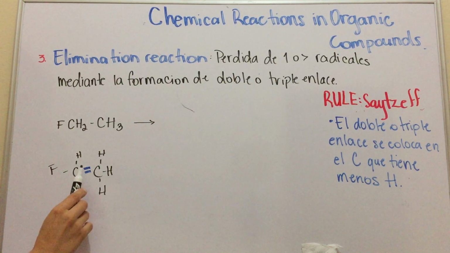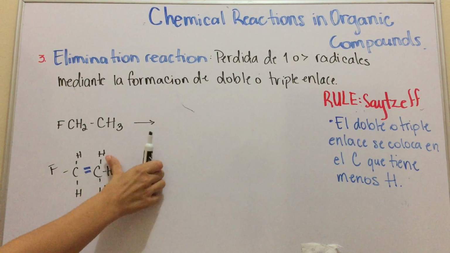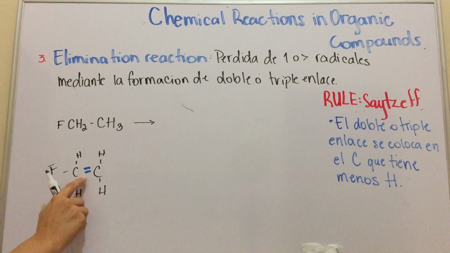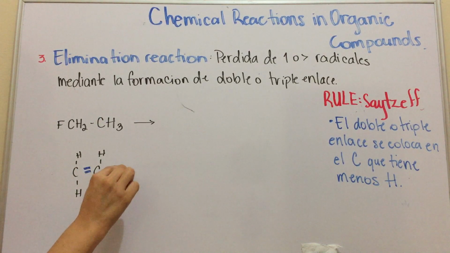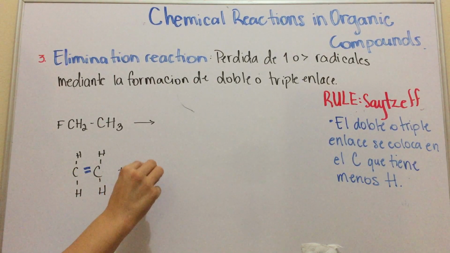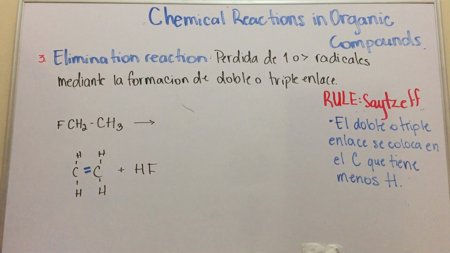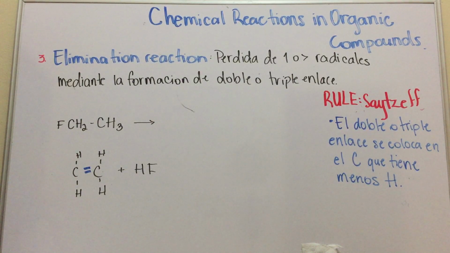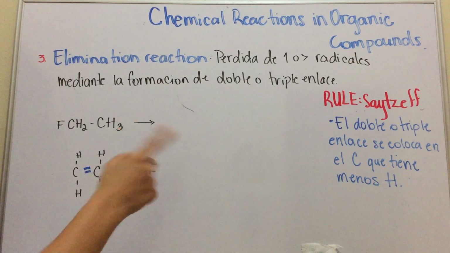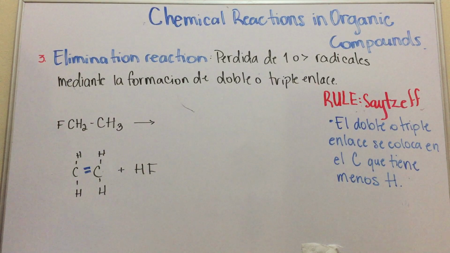Now I have 1, 2, 3, 4. I take one off. 1, 2, 3, 4. I take my fluorine off. So plus 1 hydrogen and a fluorine. So it's an ethene plus hydrofluoric acid. All right? So this is the first example that we have of elimination reaction. But let's make one that has a little bit more number of carbons so we can actually apply Zaitsev rules.